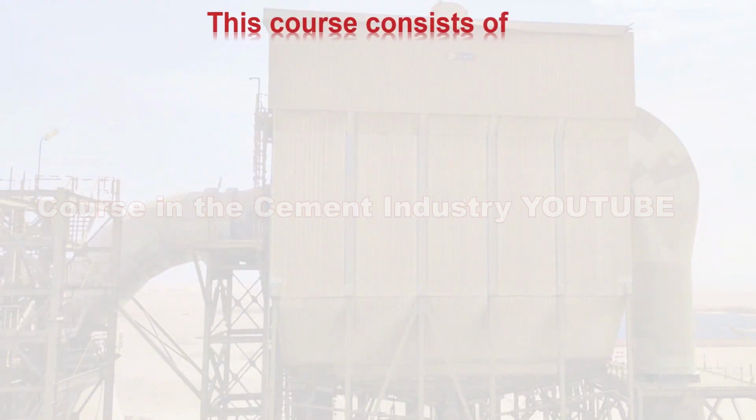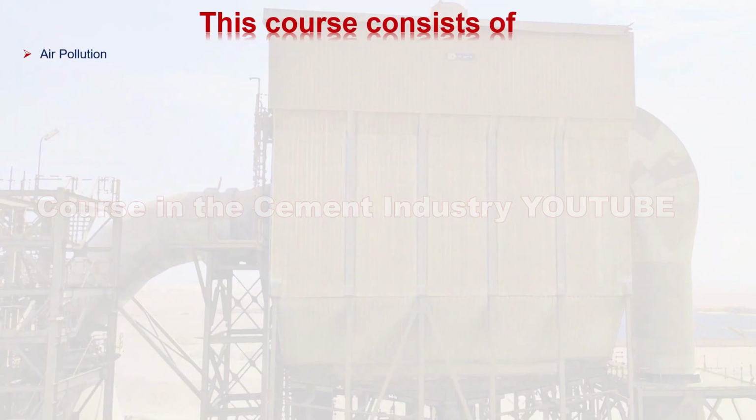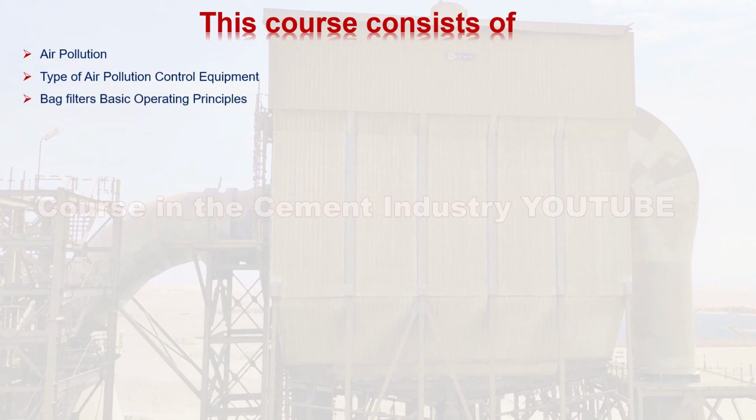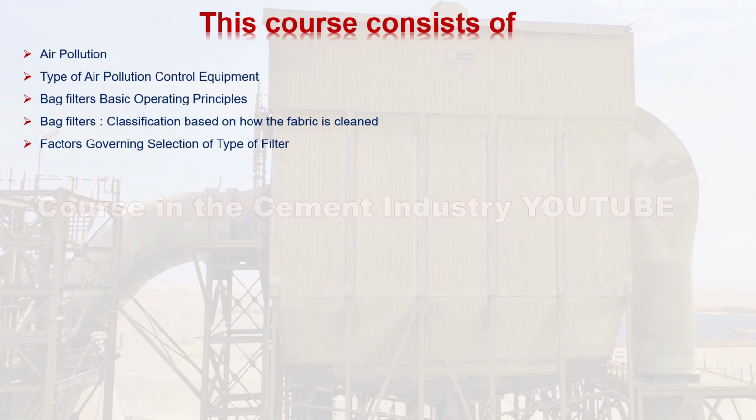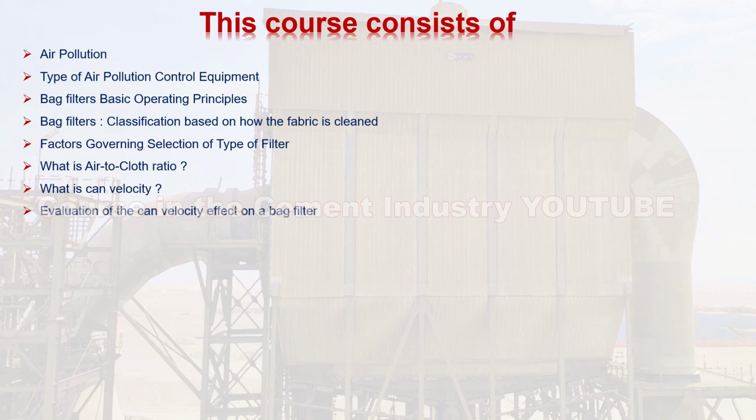This course consists of air pollution, type of air pollution control equipment, bag filters basic operating principles, bag filters classification based on how the fabric is cleaned, factors governing selection of type of filter. What is air to cloth ratio? What is can velocity? Evaluation of the can velocity effect on a bag filter.